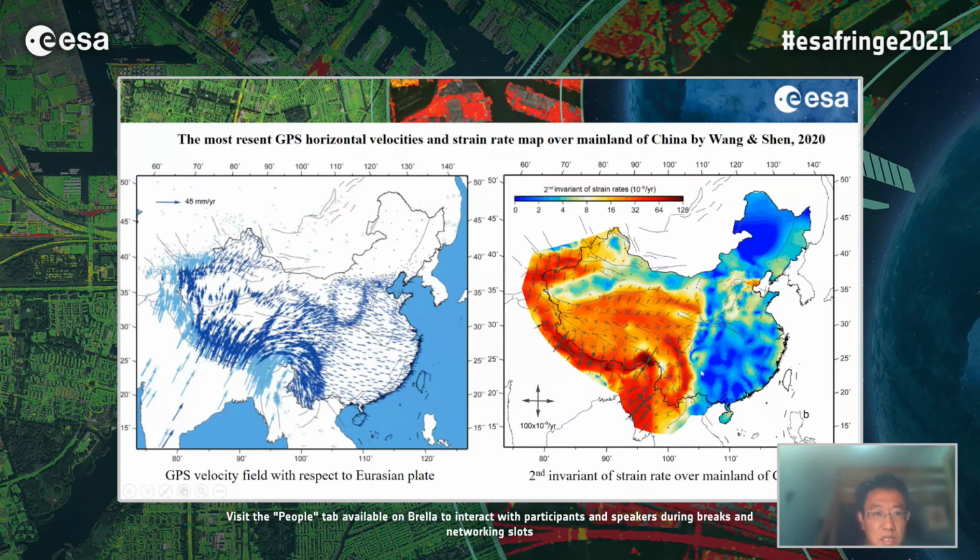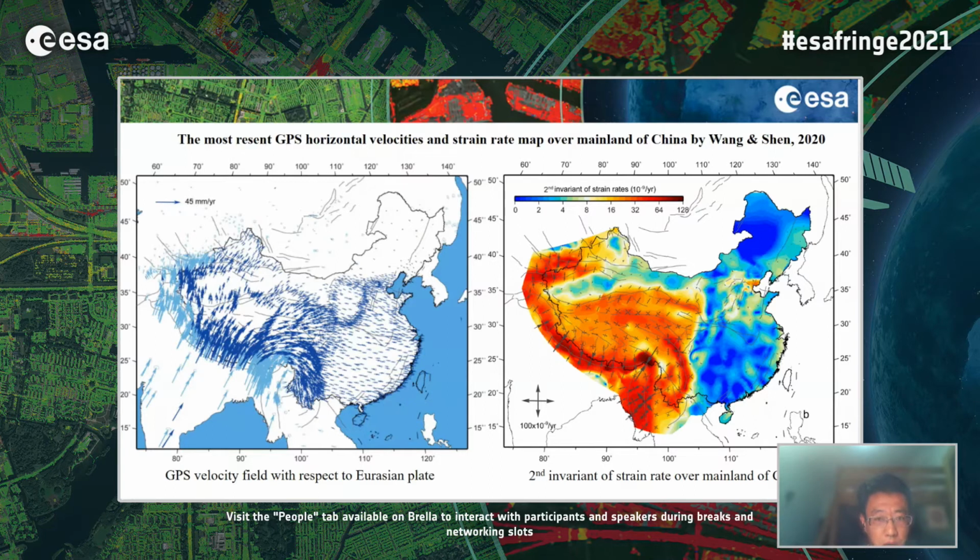This is a GPS network derived product that my colleagues published last year. These GPS points accumulated over the last 20 years, and the right side is the range rate derived only from these GPS points.